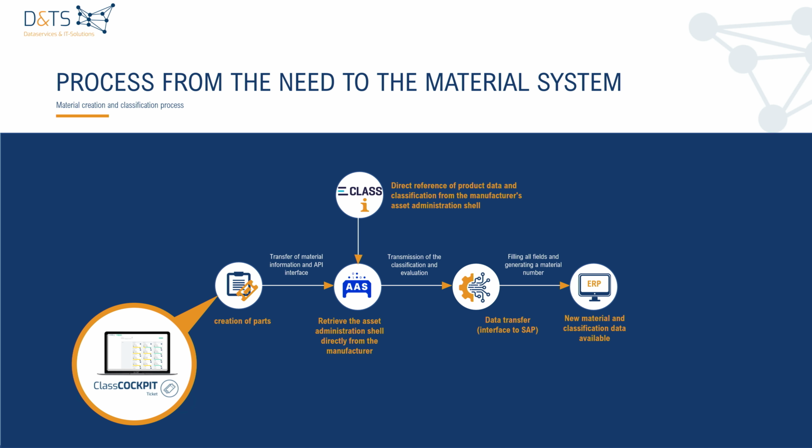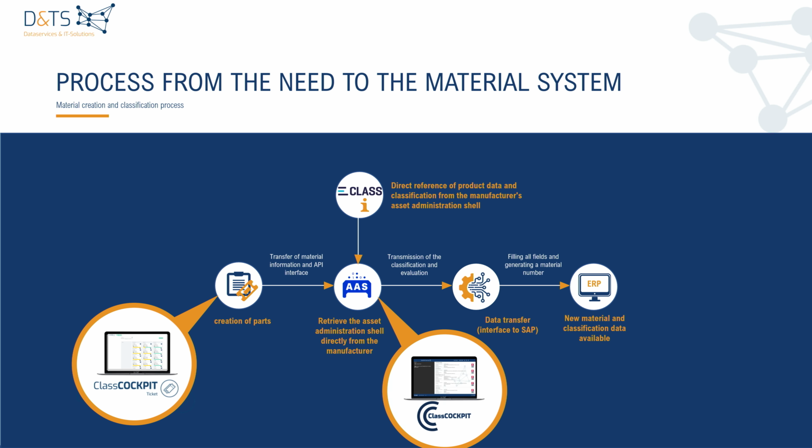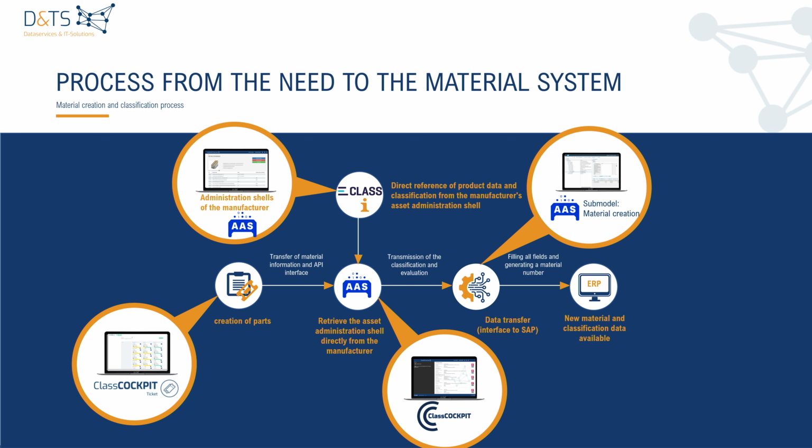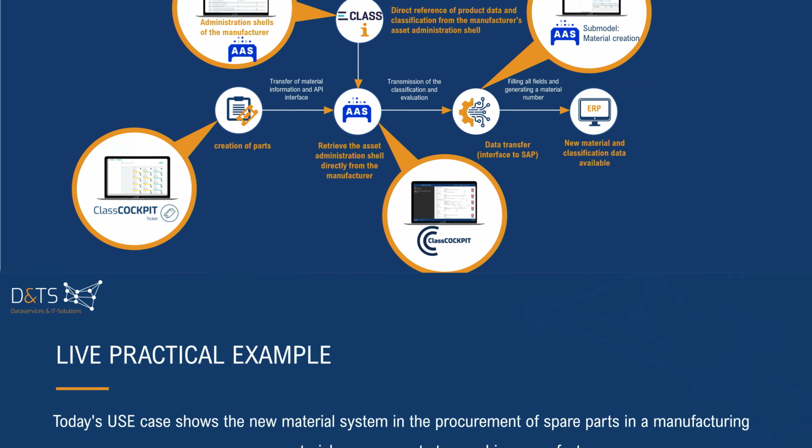So the process looks like this. We have the Class Cockpit Ticket. The Class Cockpit Ticket is our software solution to request a part. Every maintenance or construction colleague can use the software to make the request for the part. Our second software solution is connected with the AAS server to find the right AAS with the given information. And then we have the workflow to create the material with different submodels in the final system.